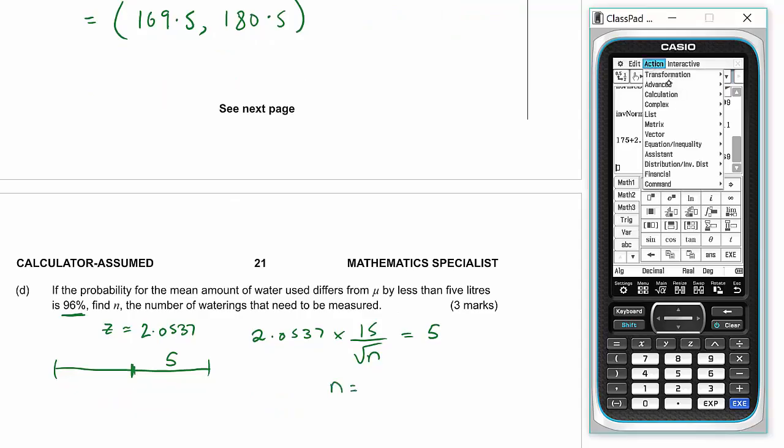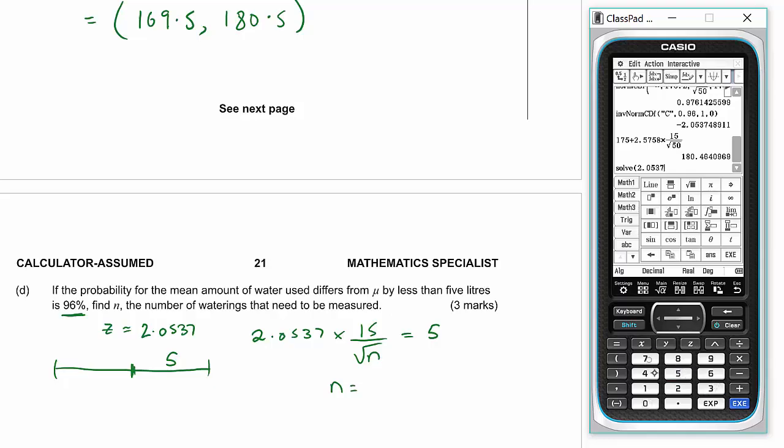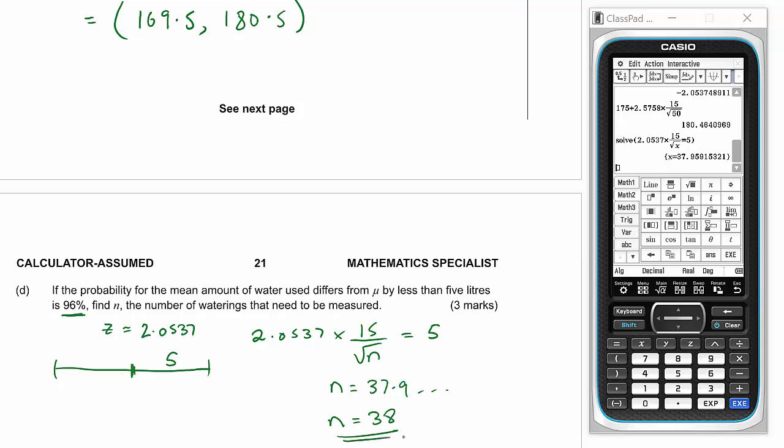So action, advanced, solve, and I've got 2.0537 multiplied by 15 over the square root of x is equal to 5. And that gives me that x is 37.9, and a situation where we always round up, so we'd say n is 38.